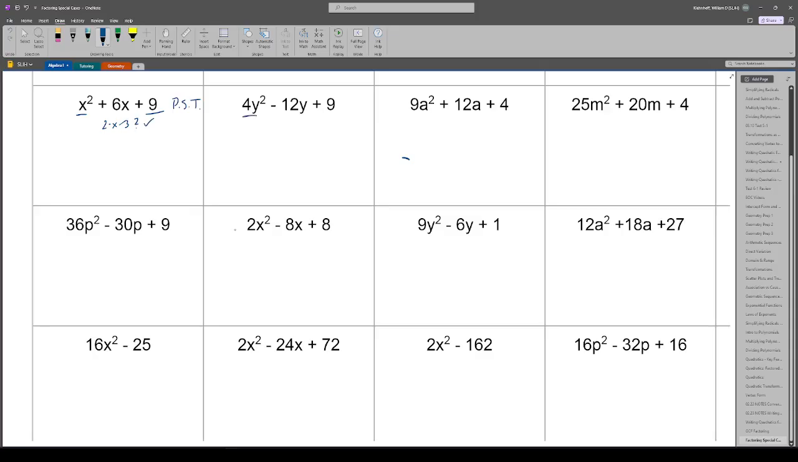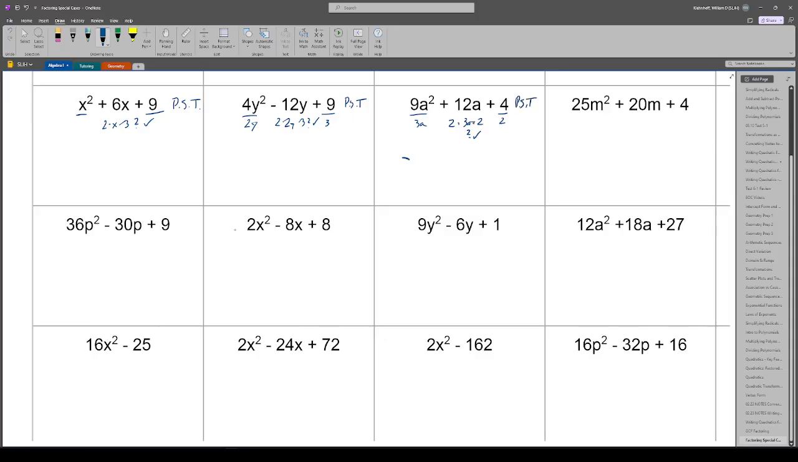This one is 2y times 2y and 3 times 3. So we say, is this 2 times 2y times 3? Yes. Check. And then it is a perfect square trinomial. This one is 3a times 3a and 2 times 2. So we say, is this 2 times 3a times 2? That's 2, 6, 12. So, yep, that is. So this is a perfect square trinomial.